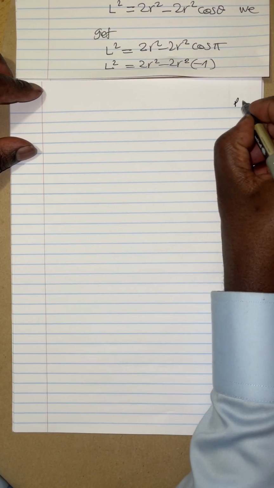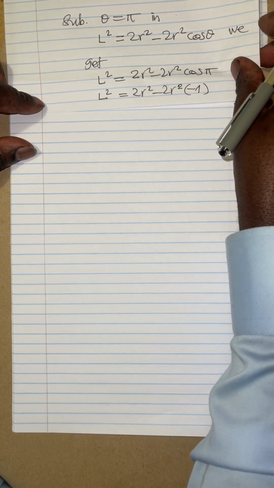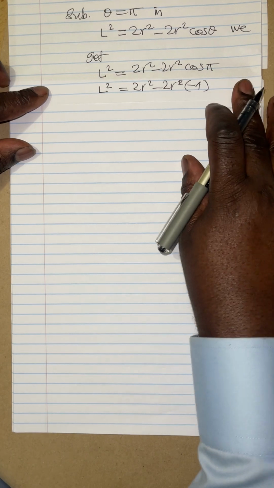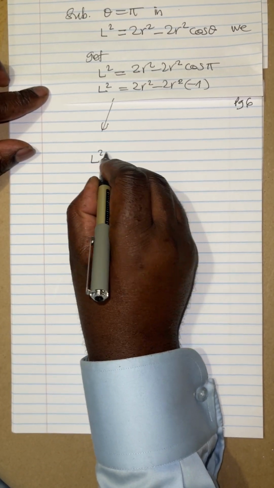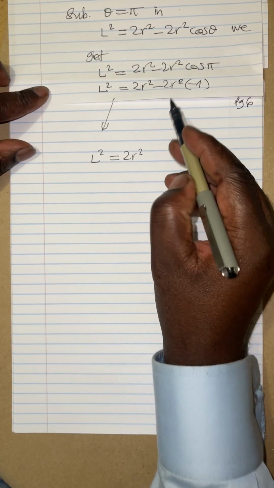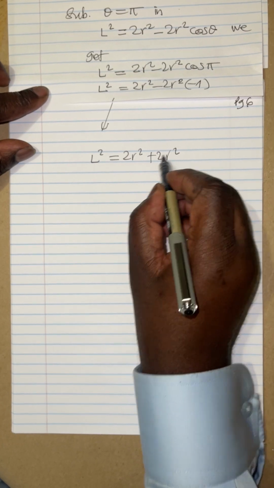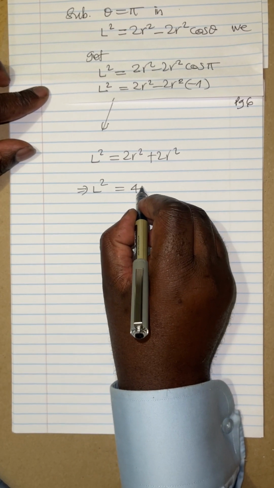This is page 6 here. We're simplifying this expression. So we are basically saying that L squared will be equal to 2r squared. Remember, minus 1 times minus 2r squared will be plus 2r squared. So what is L squared? L squared equals 4r squared.